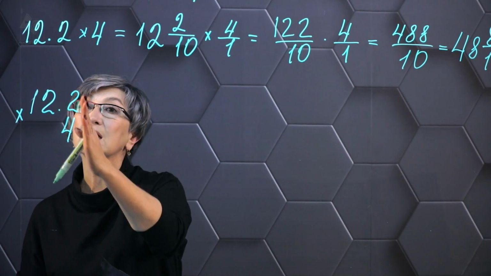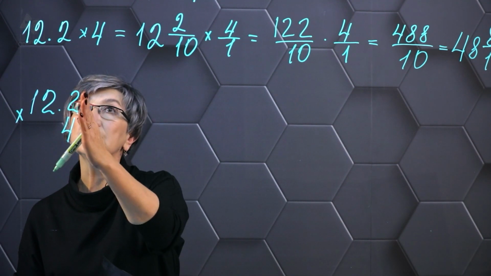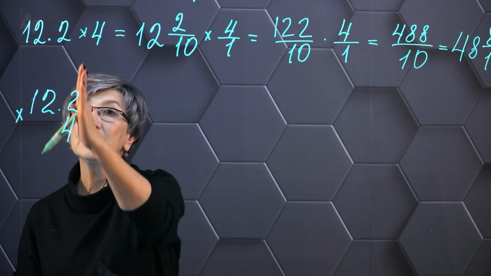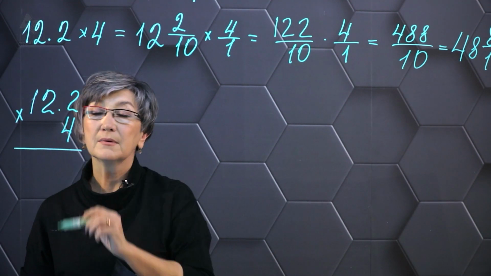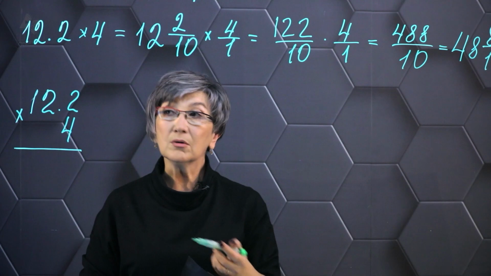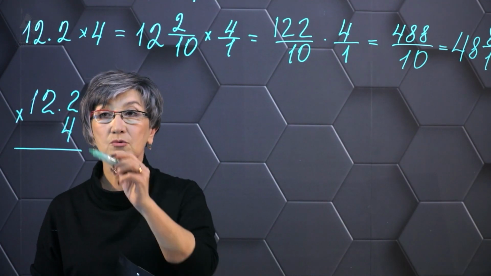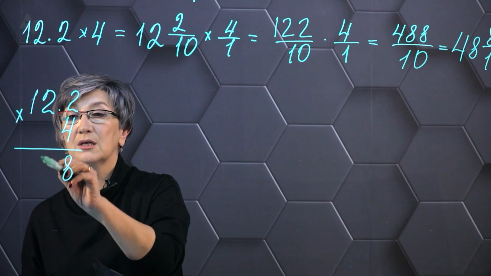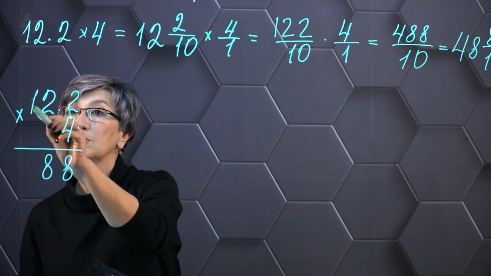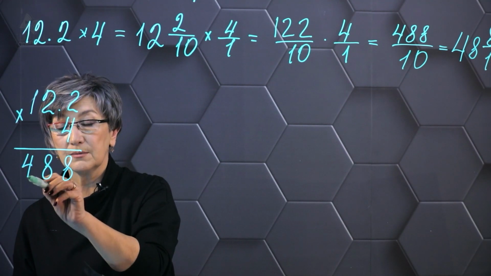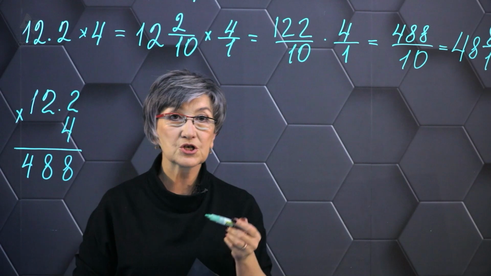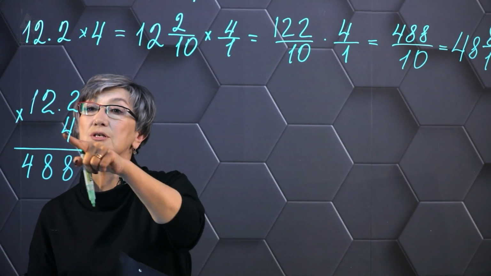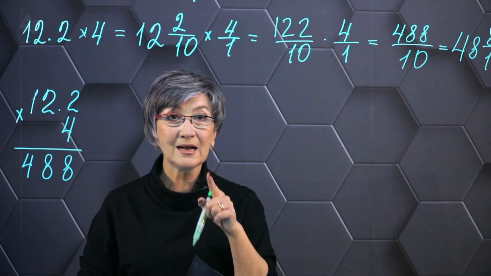Notice the numbers 2 and 4. That's the line. And now I'm multiplying without paying attention to the dot. So 4 times 2, that would be 8. 4 times 2, that's 8. And 4 times 1, that would be 4. And the last step I have to do, I count the number of decimal places after the period.